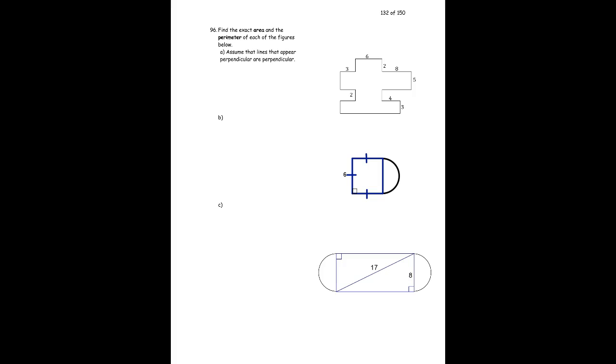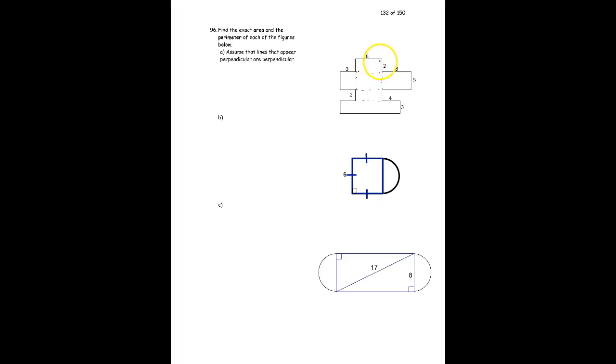So for 96, somewhat involved here, trying to find the area and perimeter of each of the figures. So for this first one, this is really just an exercise in chunking it up into different rectangles here. So to find the area, you can just find the area of all these little pieces.